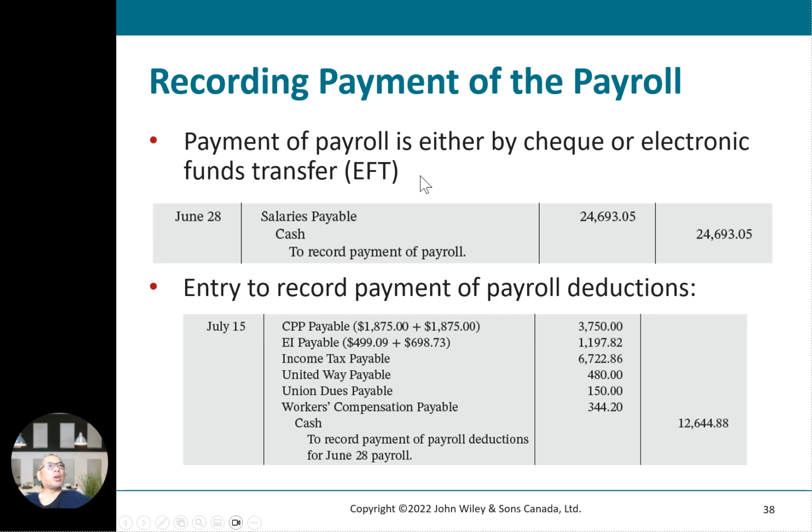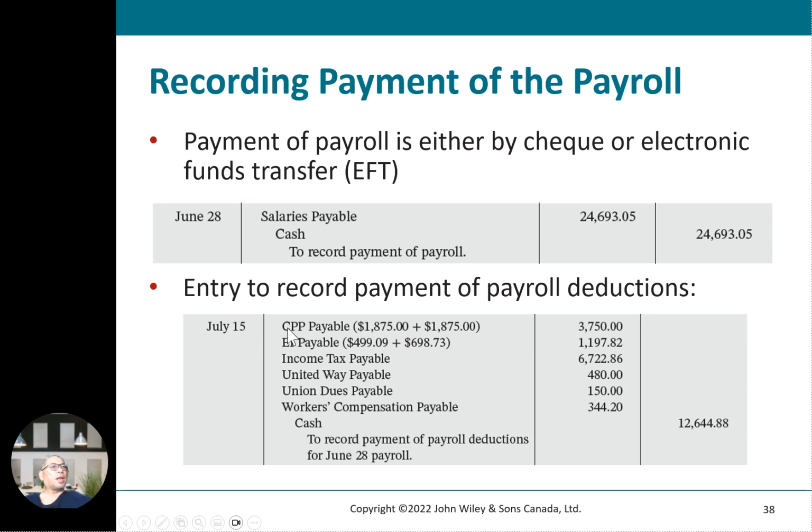Payment is made either by check or EFT. June 28: salaries payable 24,693 debit, and cash credit 24,693 to record payment of payroll. And then the entry to record payment of payroll deductions will be like this. This gives you the detail.